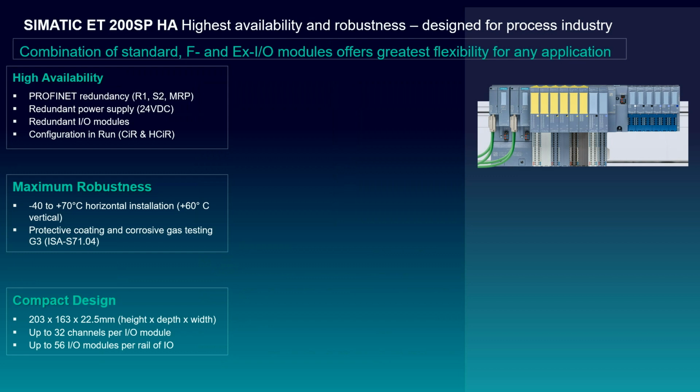No. Because of the design of PROFINET and ET200 SPHA, SPHA is very compact. The modules themselves are only 22.5 millimeters wide. We've got I/O modules that support 32 channels. And when it comes to the number of I/O modules on a rail, we can have 56 I/O modules on a rail of I/O. Allows us to build that vertical rail and change the way we think about building cabinets, much more dense than we were able to do in the past.